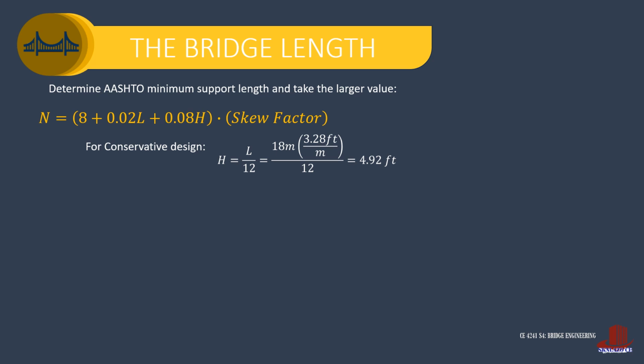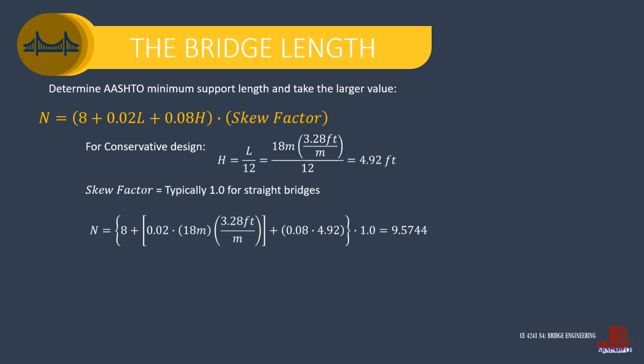That makes 18 meters converted into feet upon 12, giving 4.92 feet. The skew factor for straight bridges is 1. We assume a straight bridge as there isn't any data of the alignment of the bridge, and having a short span, we can assume a straight bridge just the same. So we compute for the edge allowance as 8 plus 0.02 of the converted length plus 0.08 of H, then multiplied by 1 as the skew factor.